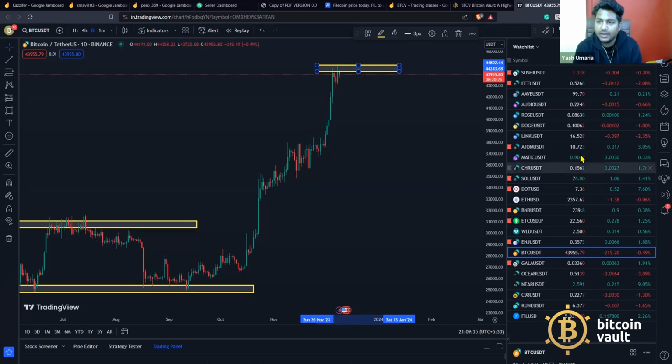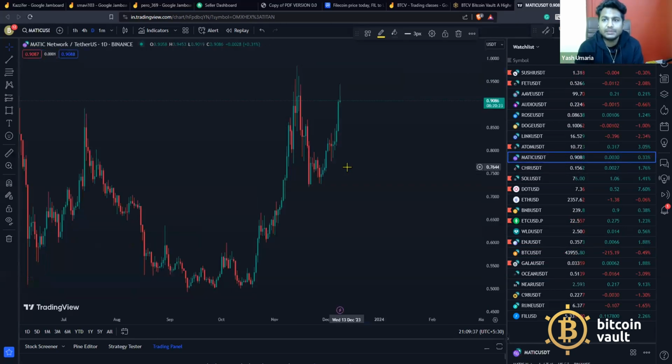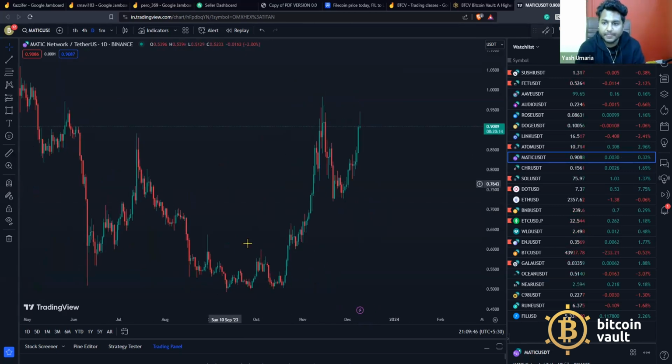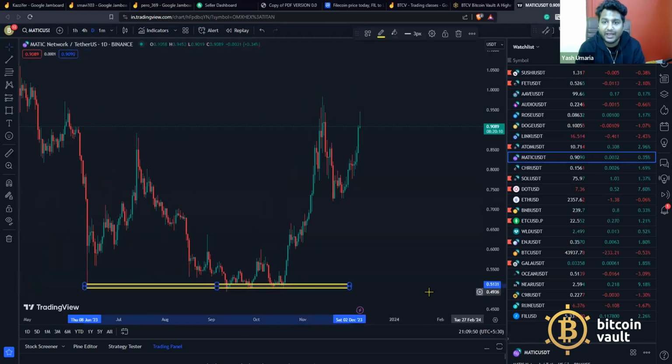I can show you an example. Now see this point. This is Matic, correct? Now Matic is moving from $0.1 to $1 right now, and this is the range. Now you see where we found the support. We found the support around 0.5, right? And where we found the resistance, close to $1.